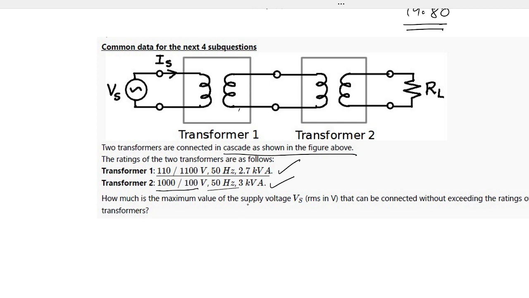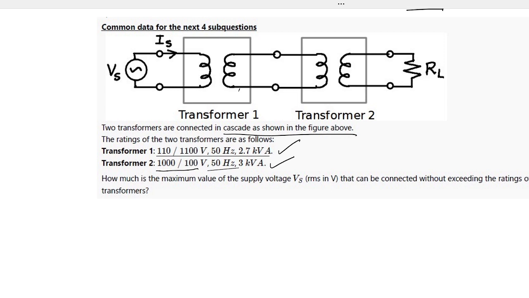It has been asked how much is the maximum value of supply voltage that can be connected without exceeding the rating of any of the transformers. So how will we proceed in this question? See, you have got transformer 1.